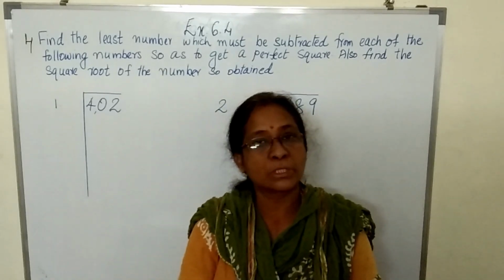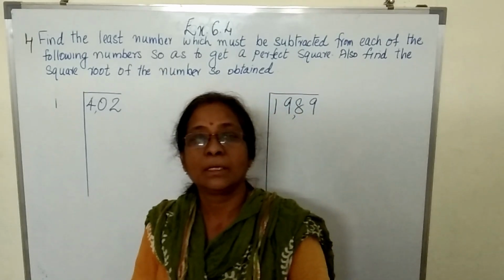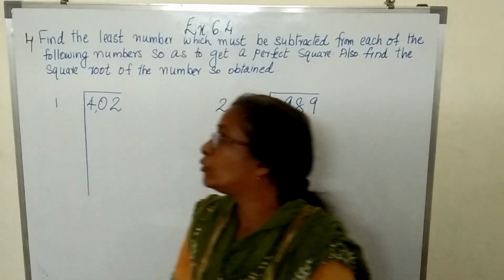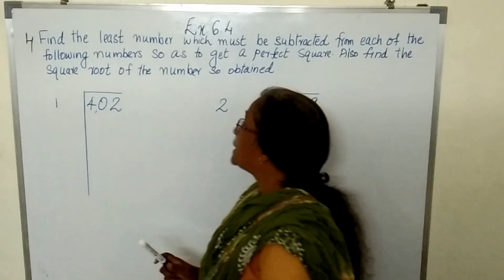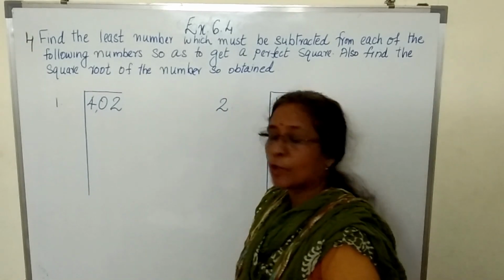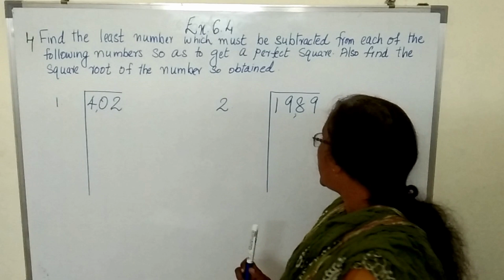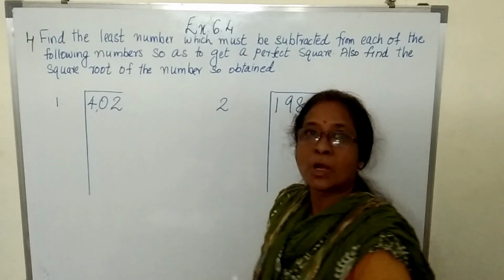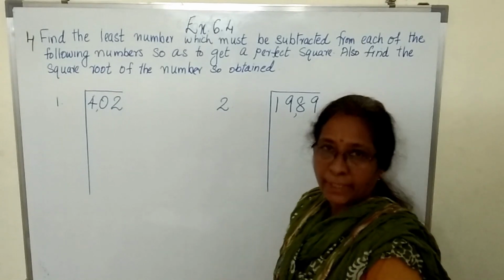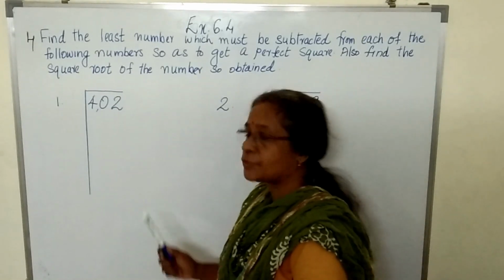Exercise 6.4, questions 1 to 3. Today we will start with question number 4. Let us go to the question. Find the least number which must be subtracted from each of the following numbers so as to get a perfect square. Also find the square root of the number so obtained. So how to do it, let us check.